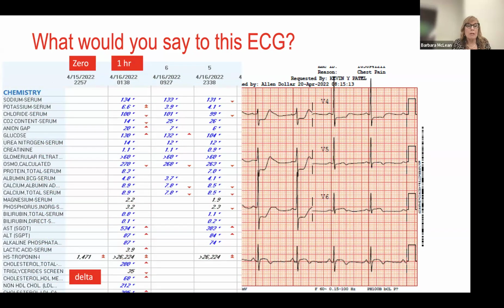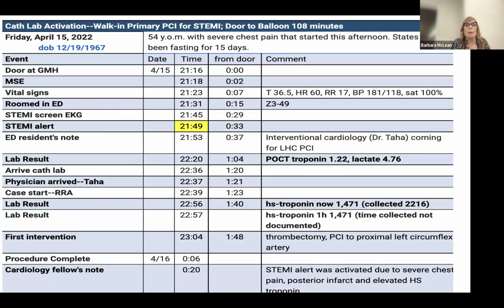Remember that patient, because he was the first patient we looked at. From 0 to 1 hour, his high sensitivity troponin went from 1,473 to 26,000. The delta you're looking for is 5. You're looking for an increase of 5. Your patient had an increase of almost 2,500. Not 2,500, 25,000. Oh my goodness. Even worse, a 25,000 increase in troponin.